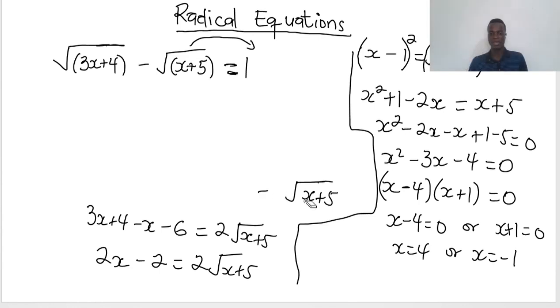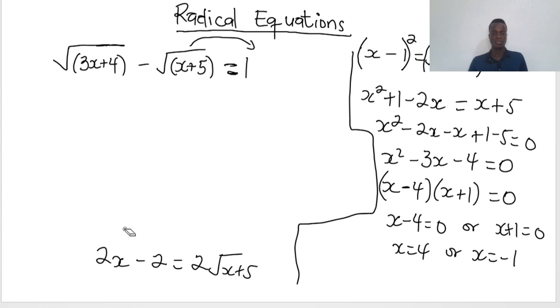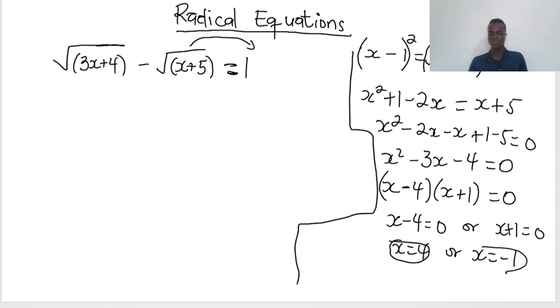Let me clear this space for us to clearly see what we have to do. During the testing, what you have to do is simply put in the value. So we have x is equal to 4, and x is equal to negative 1. I'm going to put 4 inside first. So when x is equal to 4, let's put it inside the equation.